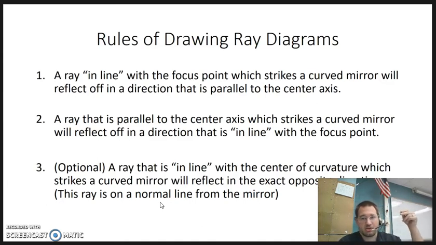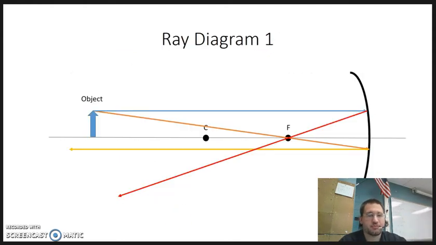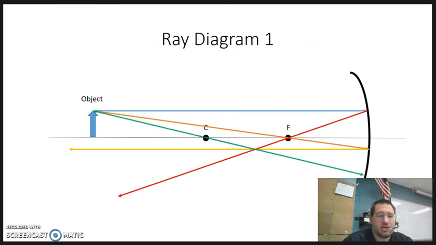And since our center of curvature actually lines up exactly with the normal for where we're going to strike the mirror, it will bounce exactly straight back. 0 degrees equals 0 degrees. So we can create this third one with a green line here, comes in, hits that, and then bounces back. And you can see that all of our reflected rays are crossing here. That's going to be important in a second.